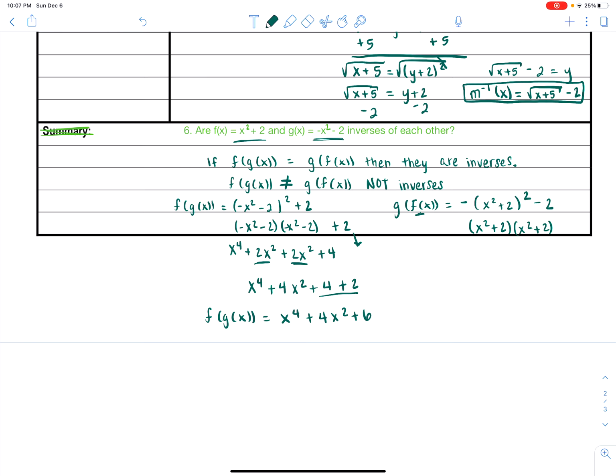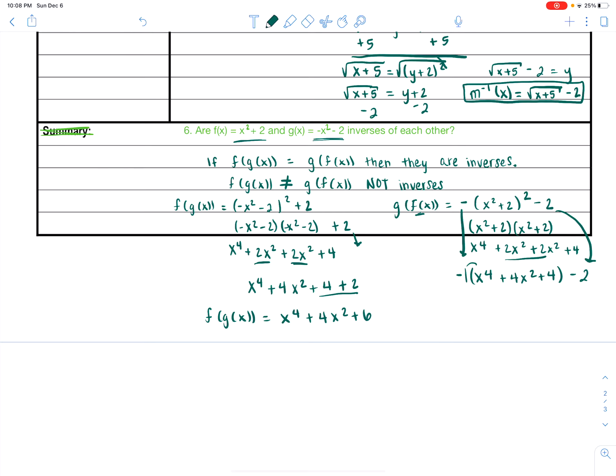So x squared times x squared is x to the fourth. x squared times 2 is 2x squared. 2 times x squared, 2x squared. 2 times 2 is 4. Combine your like terms. So x to the fourth plus 4x squared plus 4. Okay, now all of that has this negative in front. So it's really negative 1 times all of that. And then the minus 2 is in the back.